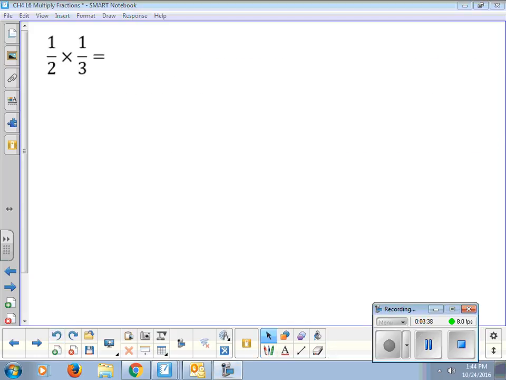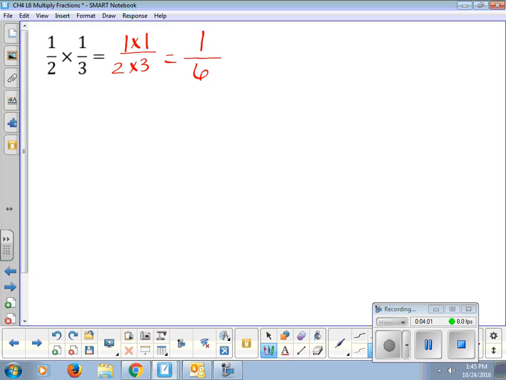Okay, for our first example, we have 1/2 times 1/3. According to our notes, we want to multiply the numerators and multiply the denominators and then simplify. When we multiply the numerators, what is 1 times 1? 1. And what is 2 times 3? 6. Can 1/6 be simplified? No, so that is our final answer. 1/6. Good.